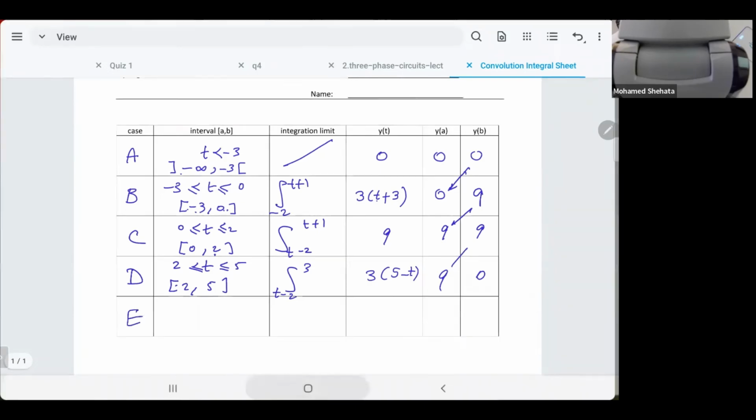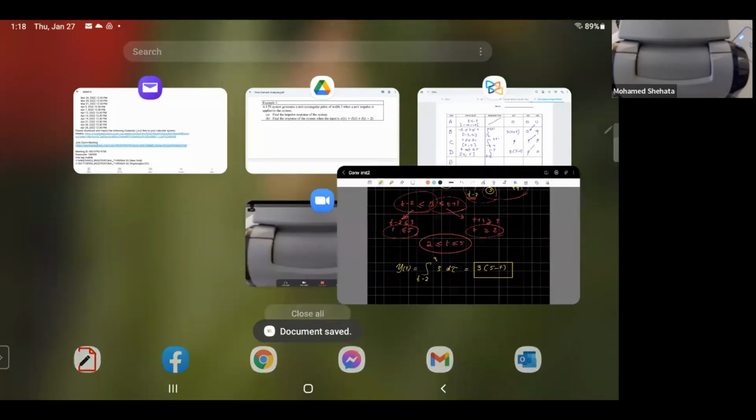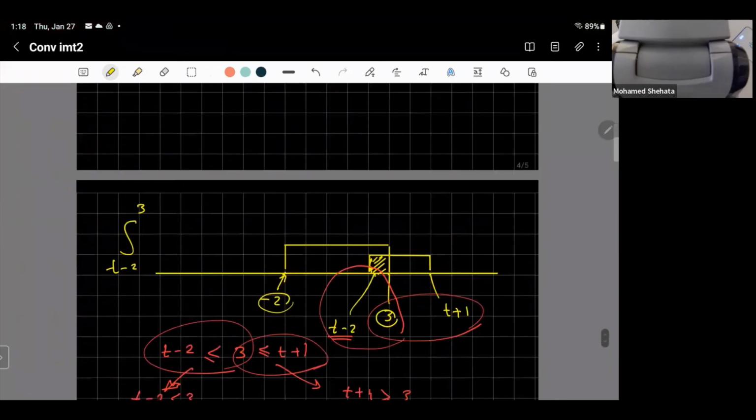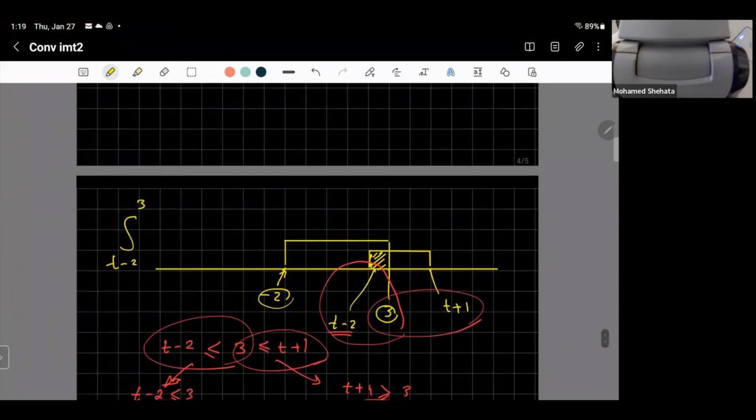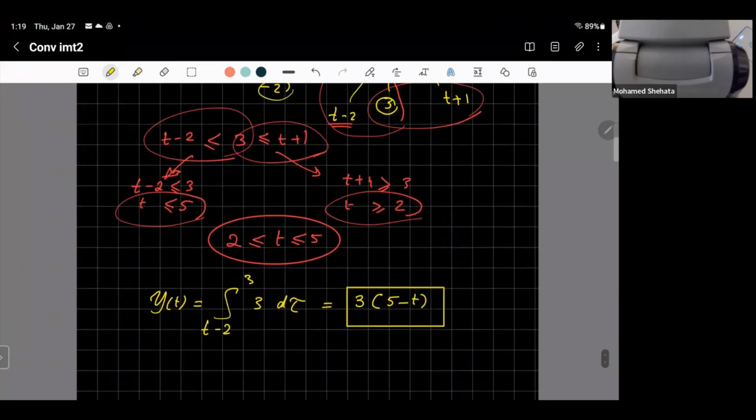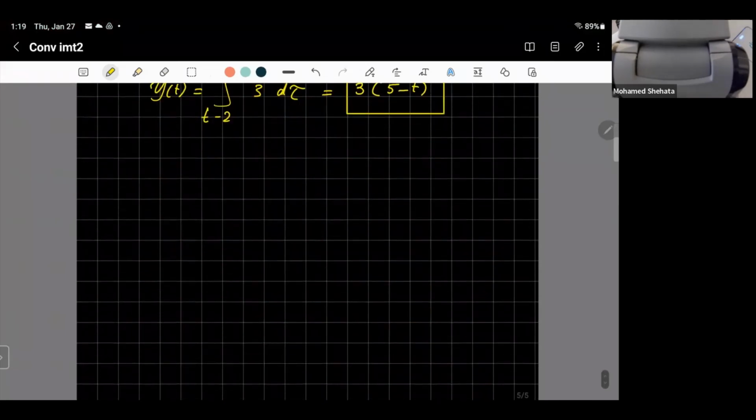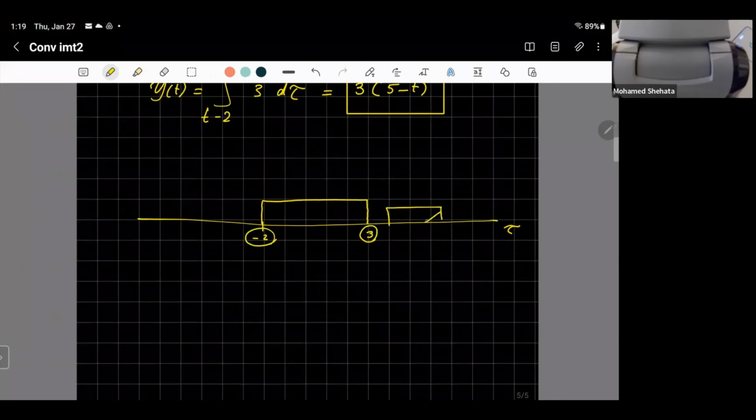Because it will be out. Let me show you. Here, after this stage, what's next? The old signal will get out. But you have to get the interval to make sure that our work is right. So you go there, and that's down, -2, up to 3. And it is out. T plus 1, t minus 2.